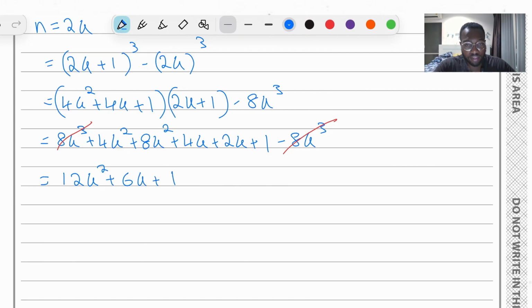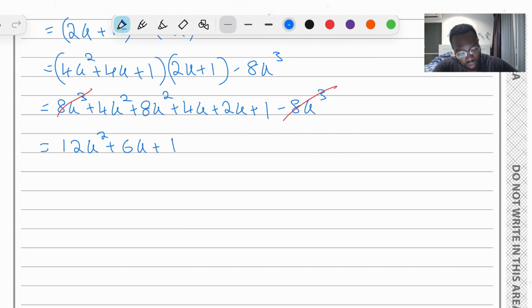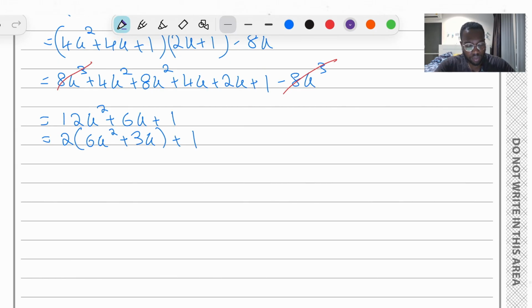So now how can we prove that this is going to be odd? Well, where we have the 12k squared plus 6k, in these type of questions as proof, what you want to do is write this like this. So 2 in brackets, then 6k squared plus the 3k, close bracket, and then add the 1 on the end. So what this shows is that with that 12k squared plus 6k, that is always going to be an even number because it is 2 times something, and 2 times anything will always be an even number.